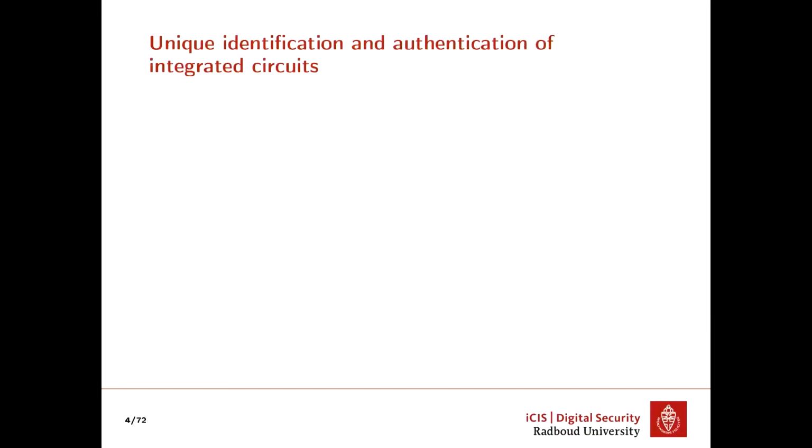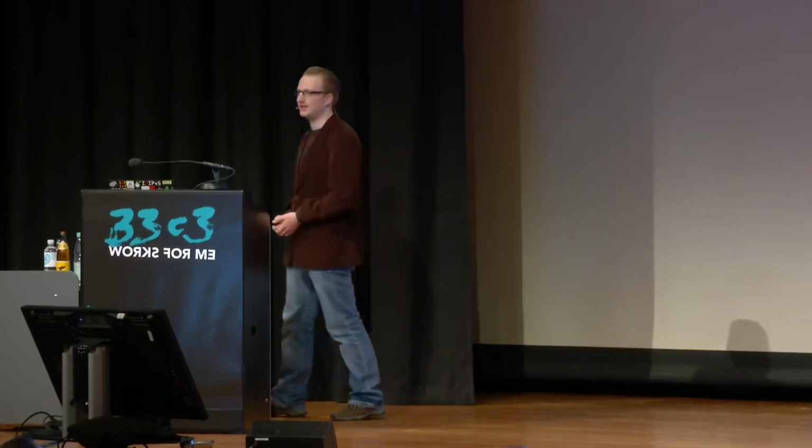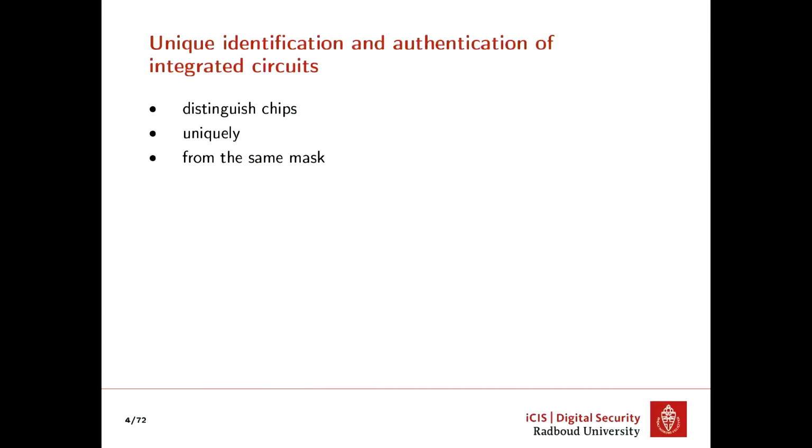In computer security, since the 1980s, we've noticed that we might want unique identification and authentication of devices, and specifically integrated circuits. So we want to distinguish chips uniquely, even from the same manufacturing masks, and with high accuracy, unforgeably. Simple task, right?